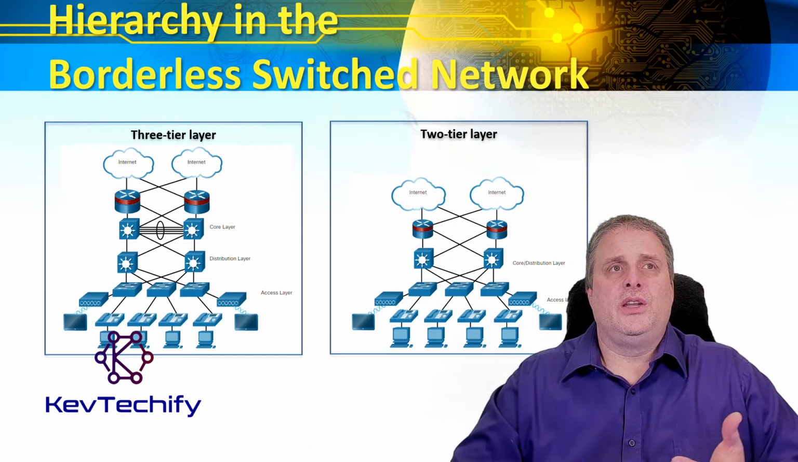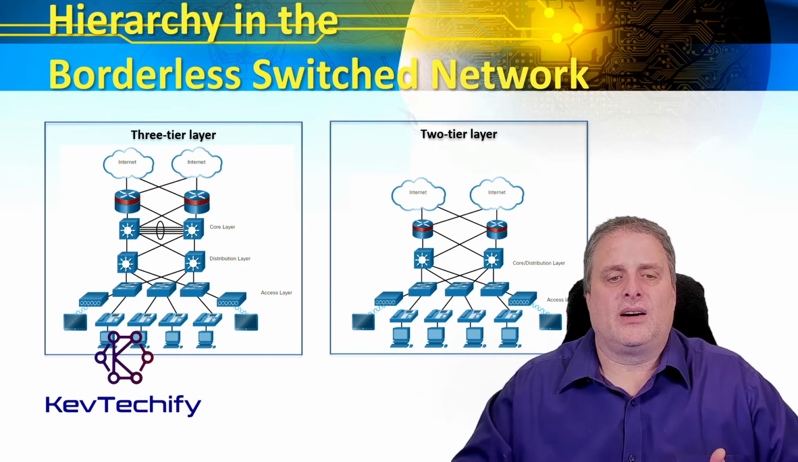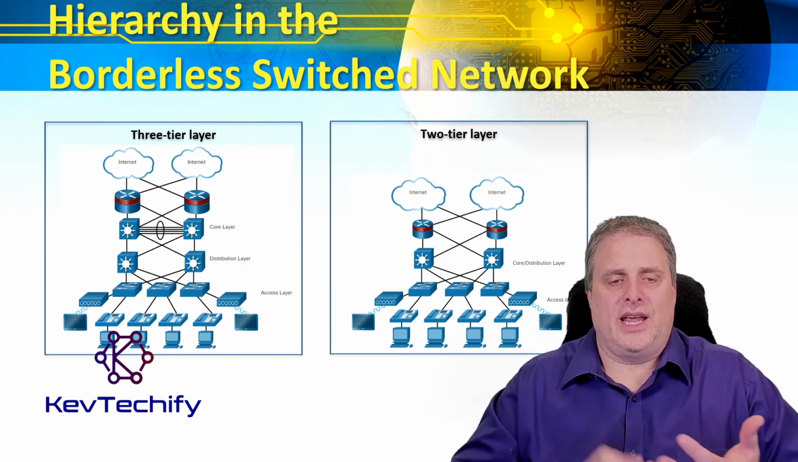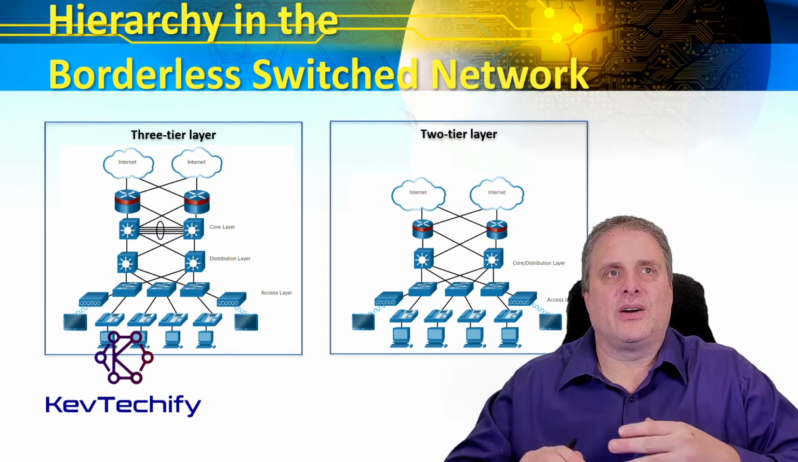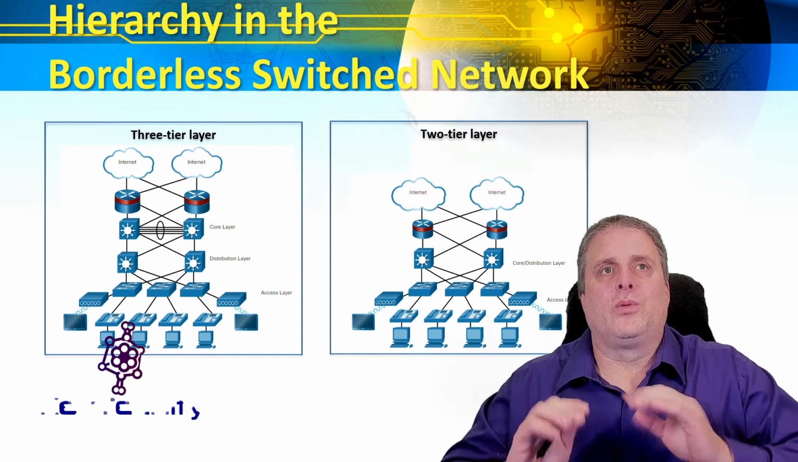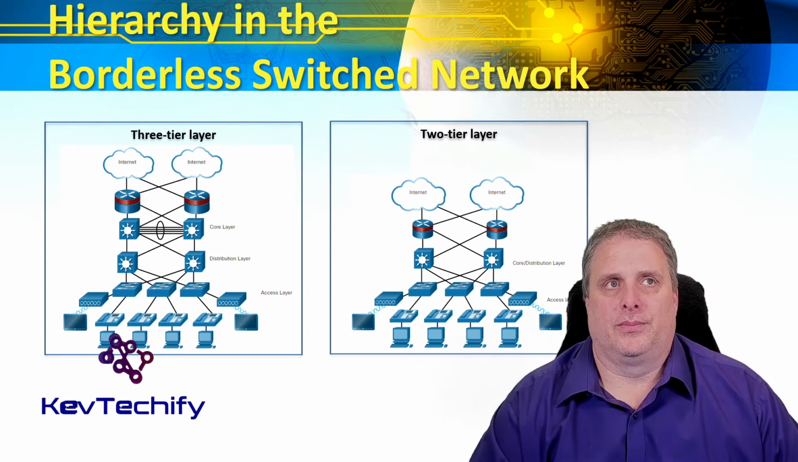Hierarchical networks use a tiered design of typically 3 layers: the access layer, distribution layer, and the core layer, with each one of those layers performing a defined role in your campus network.